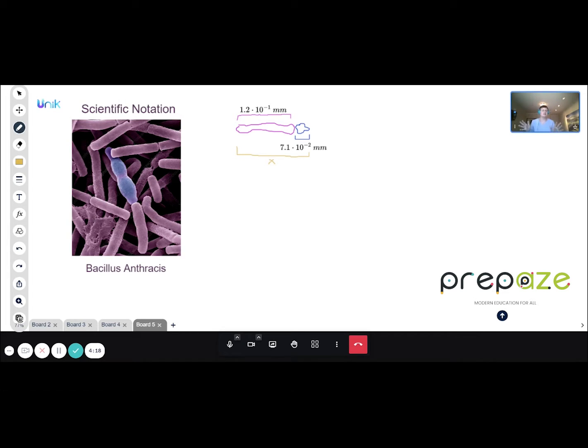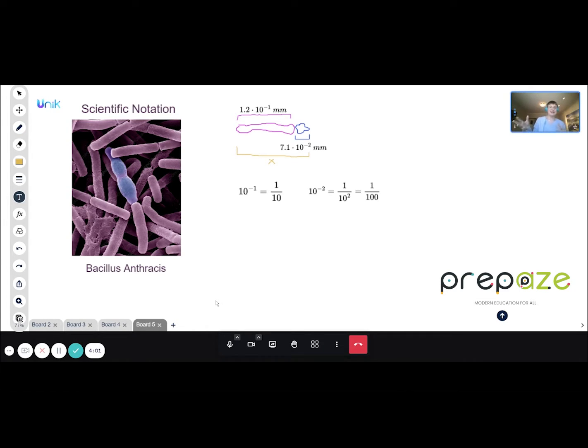However, you'll notice the scientific notation is presented a little bit differently between the two. For our pink bacterium, we're multiplied by 10 to the negative 1, and for our blue bacterium, we're multiplied by 10 to the negative 2. How do we add these numbers? Well, let me show you something real quick.